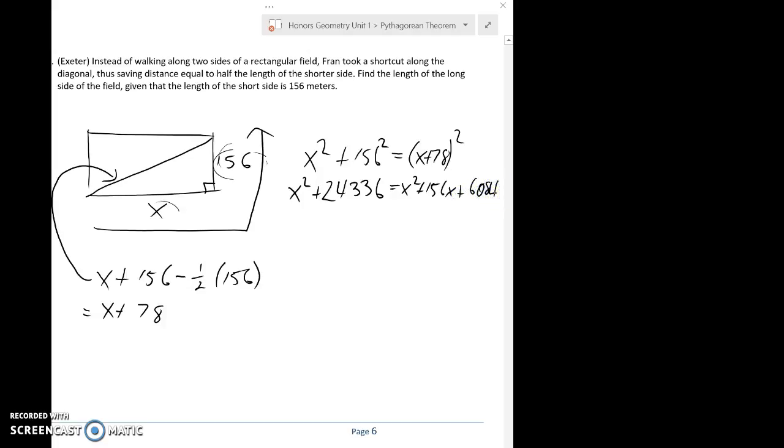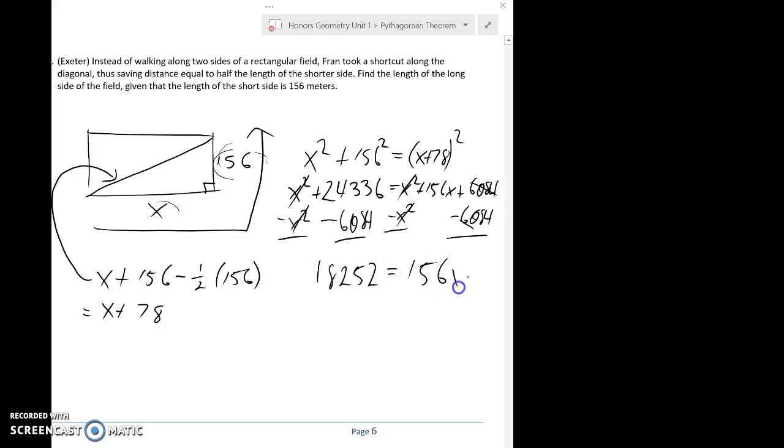Okay, but what's really nice about this is look on both sides at what's common. You should notice that there's an x squared on both sides. So if I subtract x squared from both sides, I don't even have to deal with a quadratic equation anymore. I'm also going to combine two steps and move the constant of 6,084 to the other side. When I do that, I end up with 18,252 equals 156x. I'm just solving for x here, so I'm just going to divide both sides by 156. Like I said, I already worked this out, so I'm just saving some time here. I will end up with x equals 117, and that was meters.